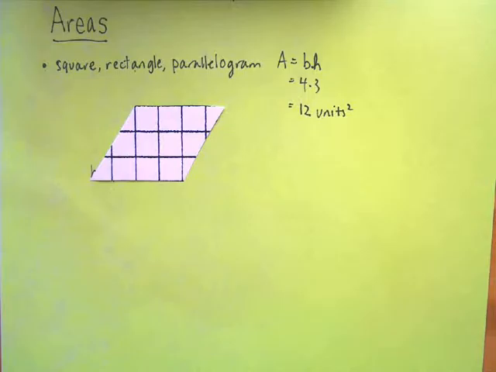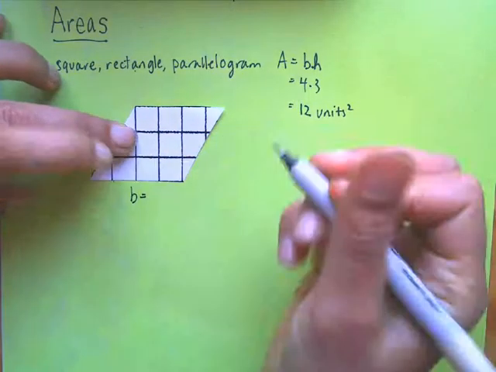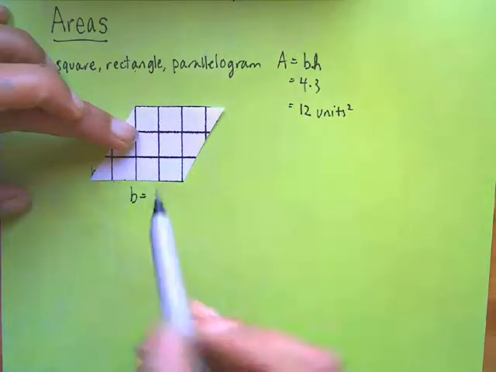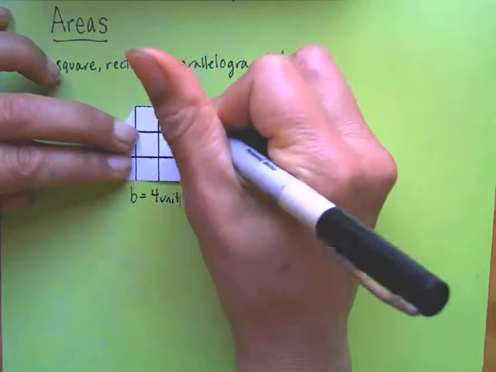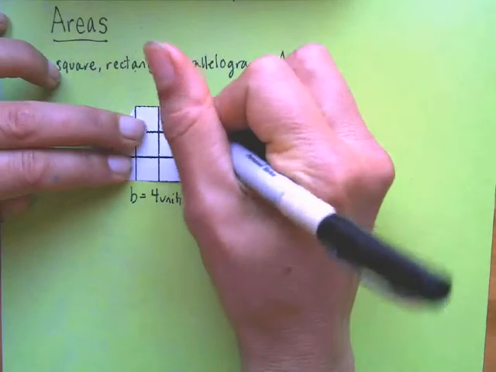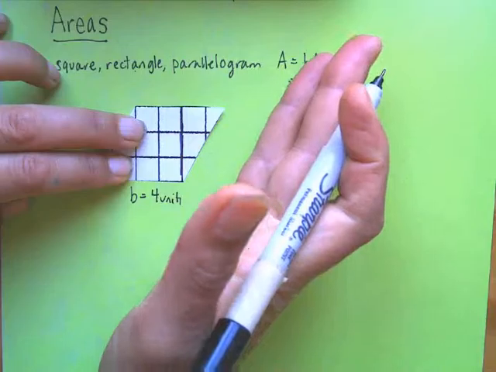And it's still the same formula. It's going to be base, which is 4, 1, 2, 3, 4, and height, okay, this is the vertical height, not the slanted height.